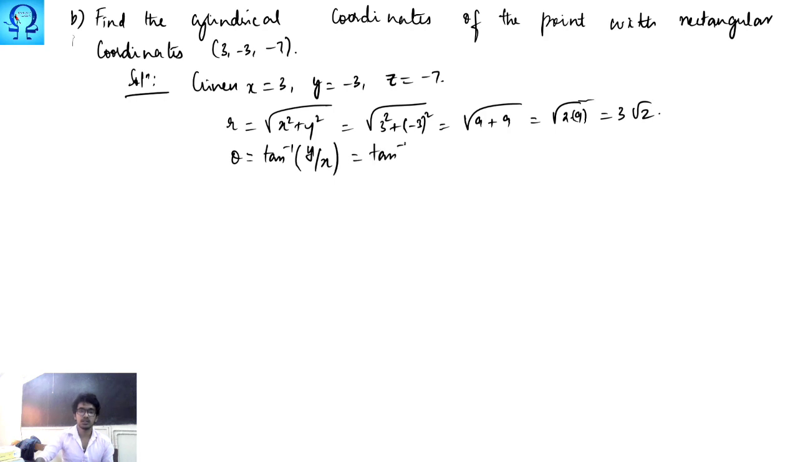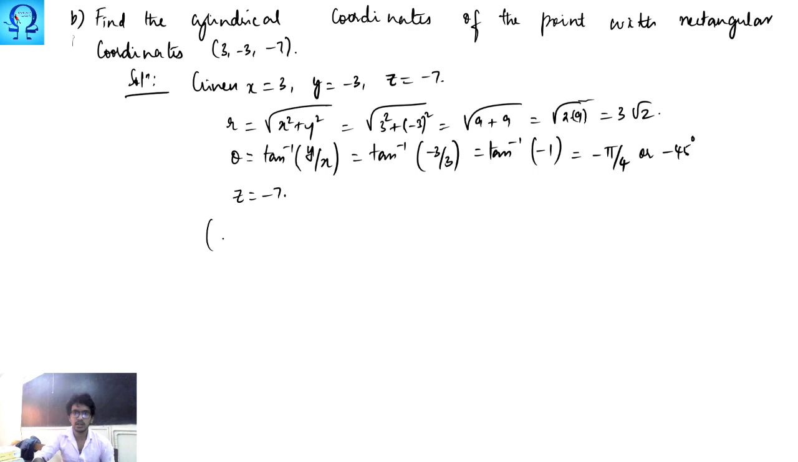So it is tan inverse of minus 3 upon 3, which is tan inverse of minus 1. If you want this in a positive sense, you may do so, or if you wish it in a negative sense, as a negative angle, you are going to have minus pi upon 4 or minus 45 degrees. If you have to convert it to a positive sense, you will just add 360 and see what you get, right? I just measured it in the negative sense, and z is going to be minus 7 as it is. So in cylindrical coordinates, it is going to be (3 under root 2, minus pi by 4, minus 7). So this is the thing.